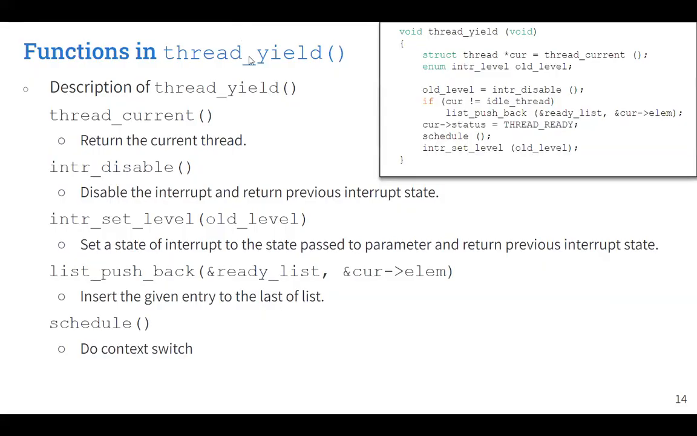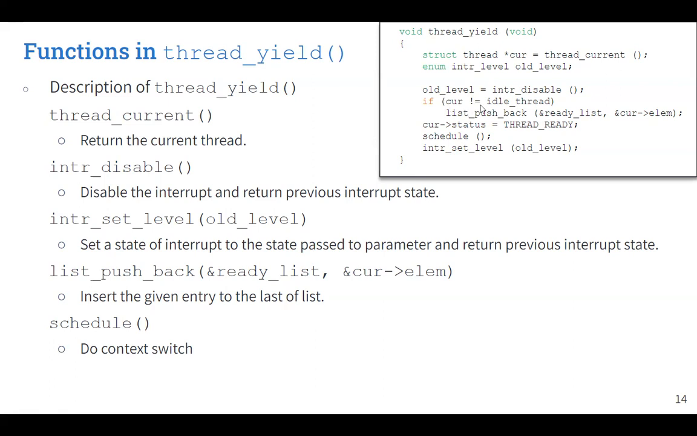So I have a copy of the thread yield function right here. The thread yield function first checks for the current thread. The thread current function returns the current thread, and then it disables the interrupt. While the interrupt is disabled, the timer interrupt cannot interrupt the running process. So there will be no synchronization or multi-threading issues when the interrupt is disabled.